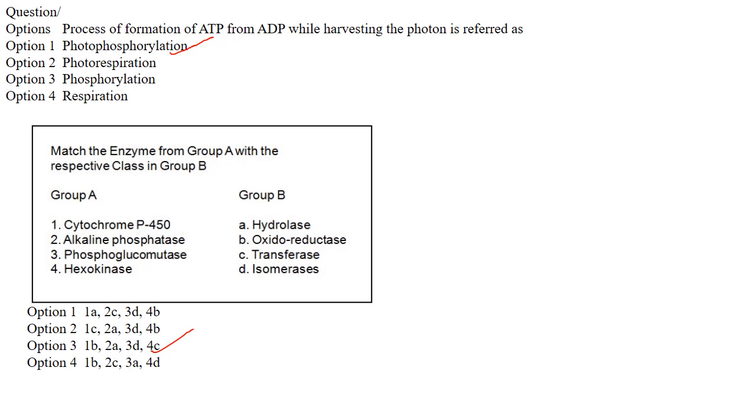Then next one. Process of formation of ATP from ADP while harvesting the photon is referred to as photophosphorylation. Answer is option 1.